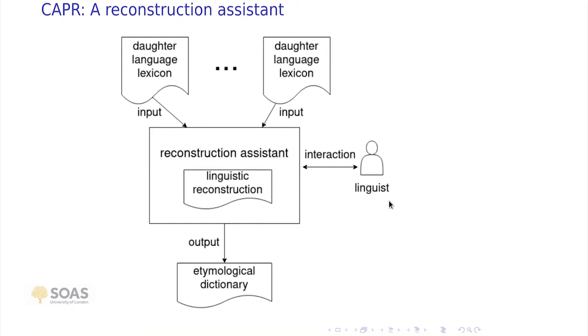So the linguist or the linguists interact with this reconstruction assistant, and as software, it takes a bunch of input, which is basically the lexica of daughter languages, and you gradually elaborate, with the assistant's help, the linguistic reconstruction, your hypothesis about the history of this language group. And at a certain point, when you think the thing is good enough, it can be output into an etymological dictionary or other kinds of handbooks of the language group.